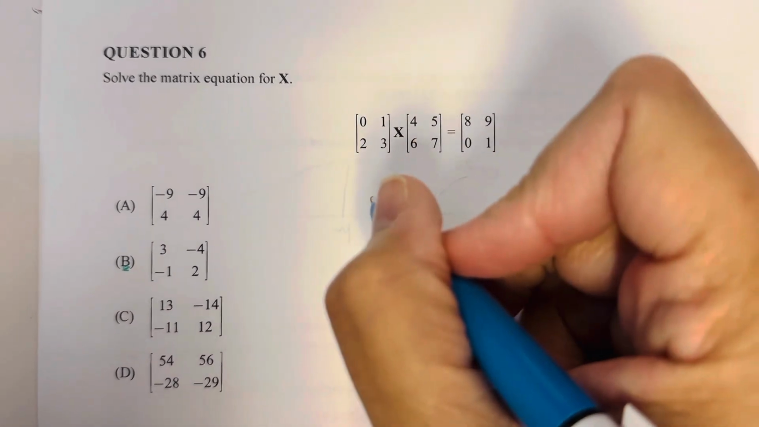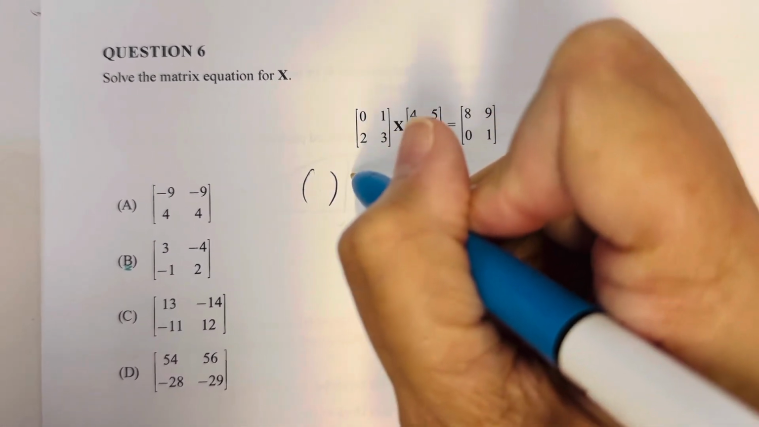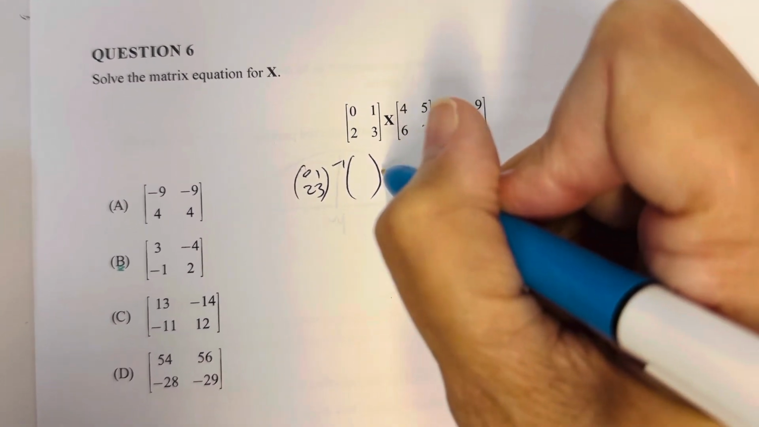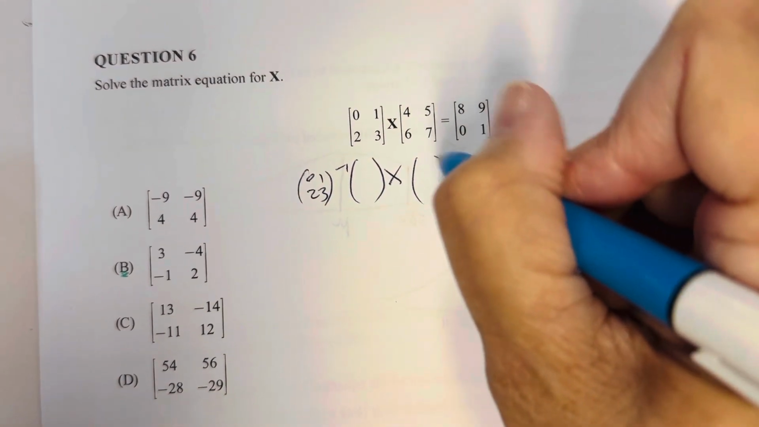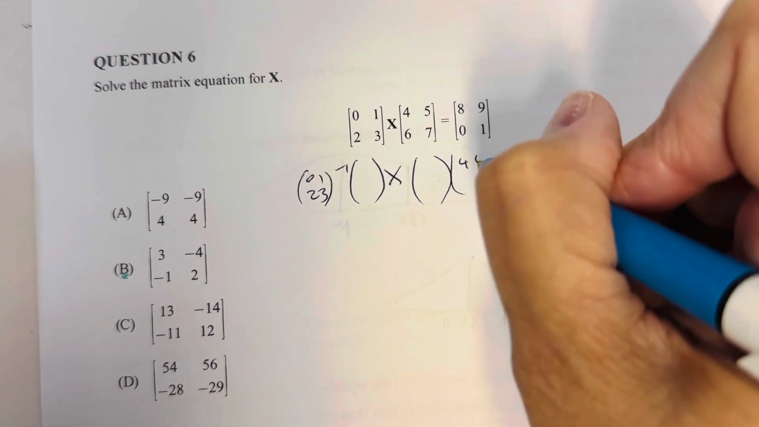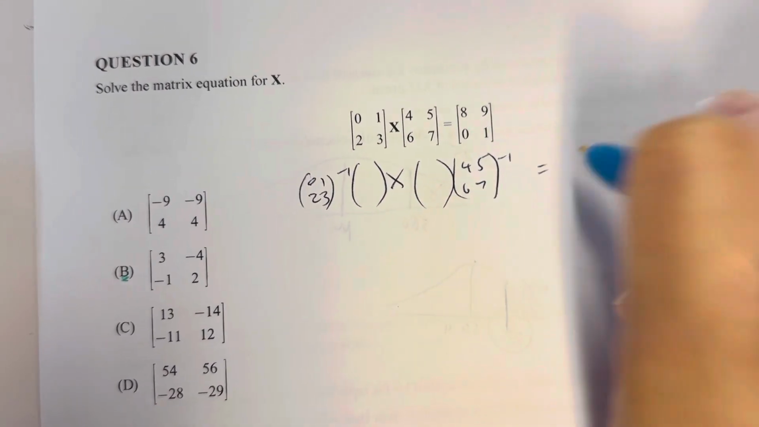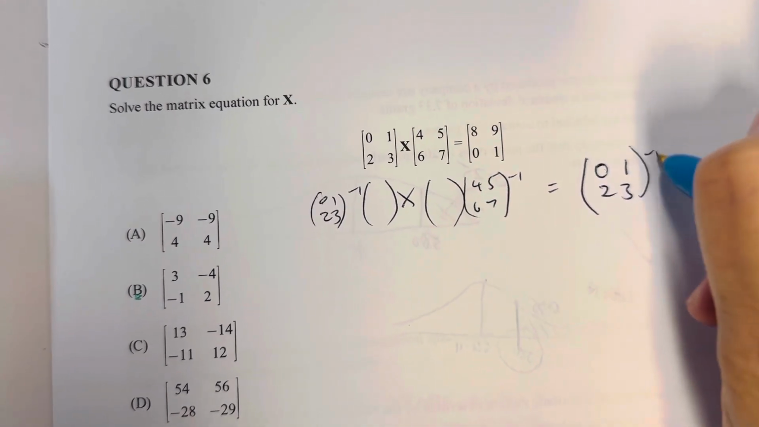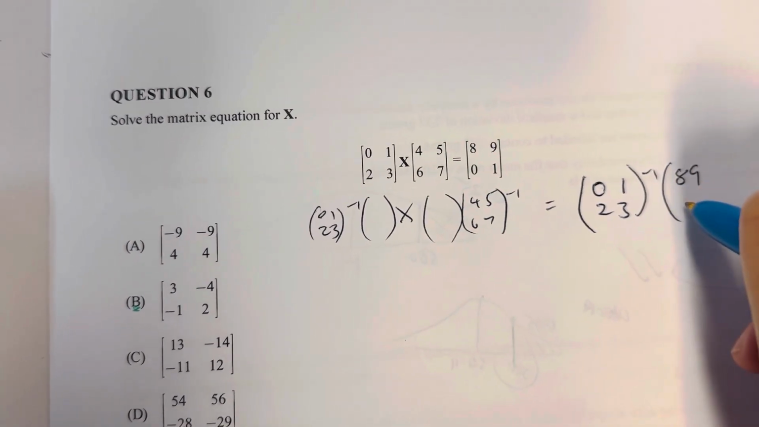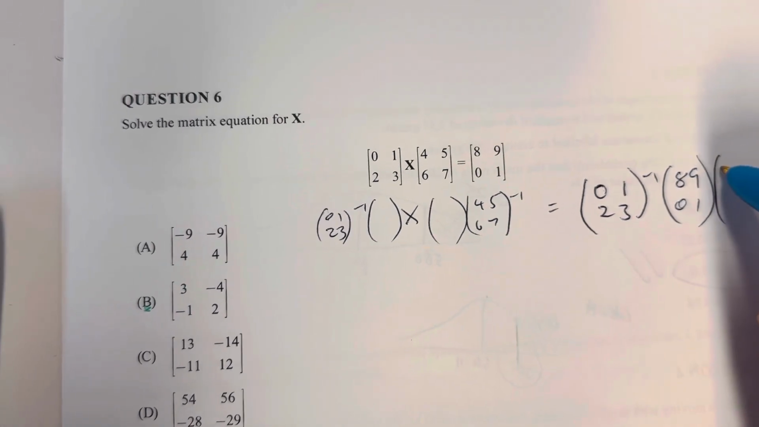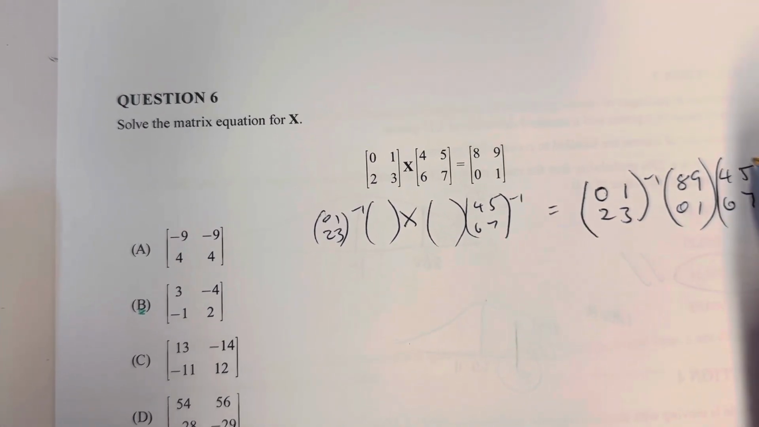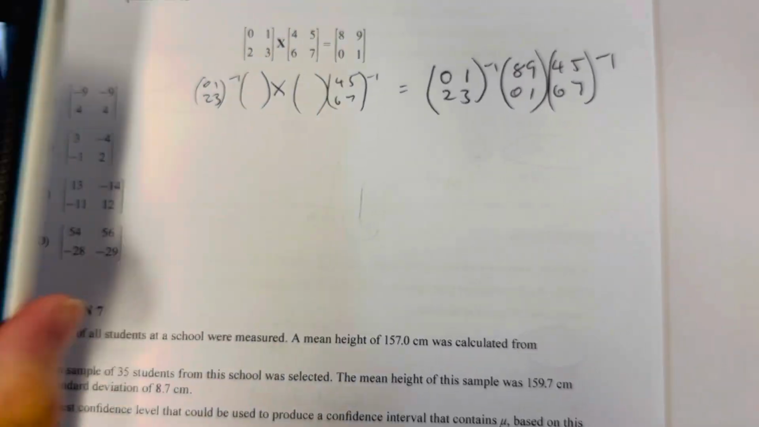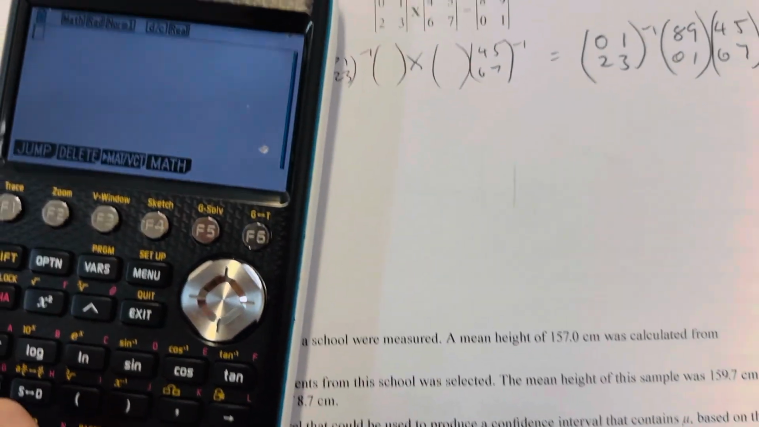Remembering we're going to use inverses, but we have to do the inverse on this side of [0, 1, 2, 3] x, and then we have to do the [4, 5, 6, 7] inverse on that side. So over here the same, we're going to have [0, 1, 2, 3] inverse, [8, 9, 0, 1], [4, 5, 6, 7] inverse. Just remembering that ordering is really important of what you put on each side.